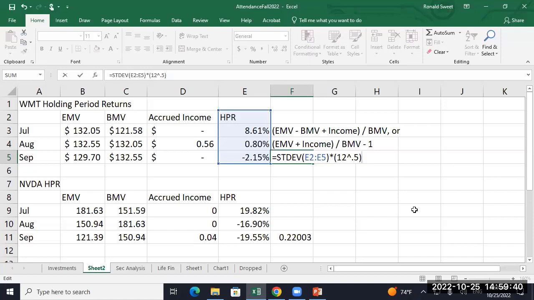What if these were weekly numbers? What would you do? You don't multiply by 52. What do you multiply by? Square root of 52. All right. What if it was daily?